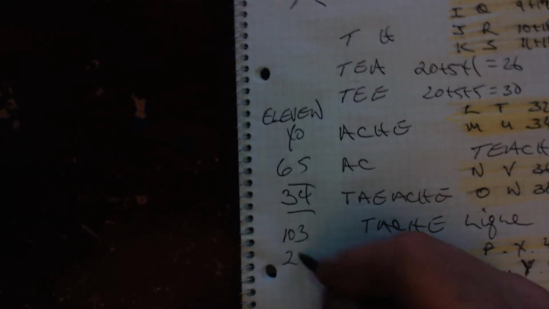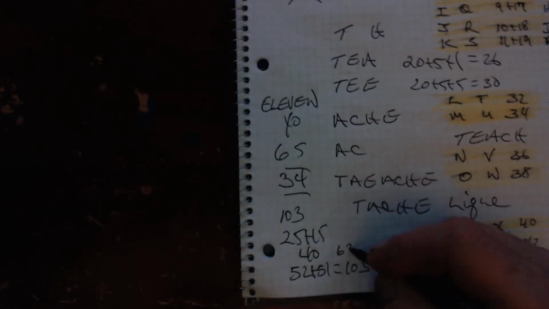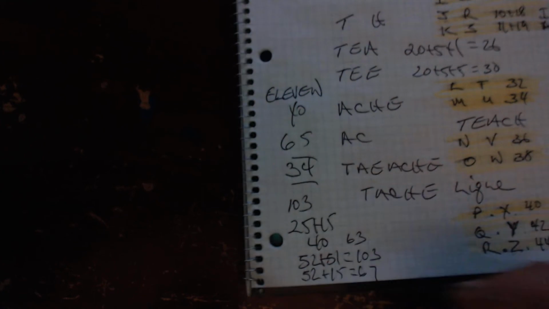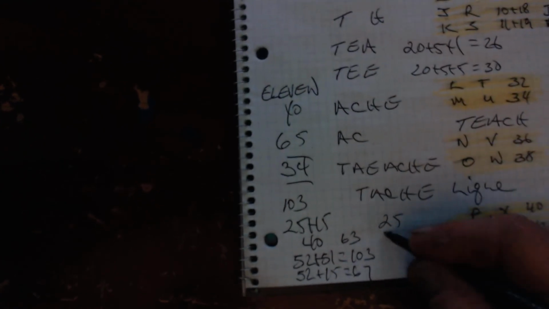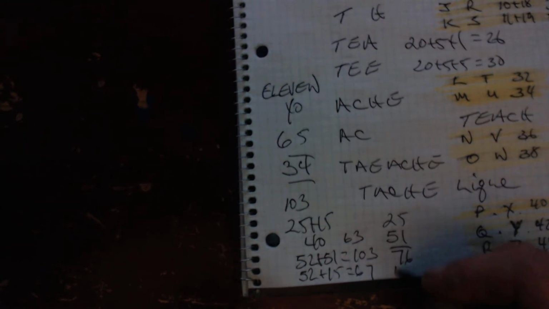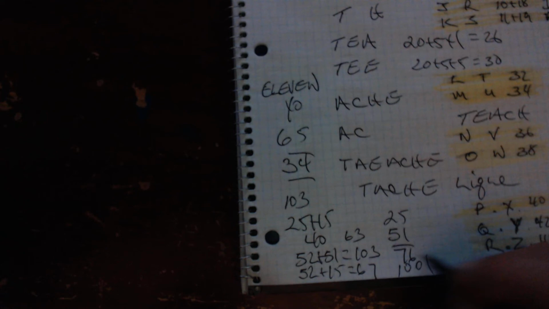103, 25, and 15 equals 40. 52 and 51 equaling 103. The difference is your 63 creation. Your 52 and your 15 equals 67, and your 25 and your 51 equals 76, which is 1001 if you want to look at it that way from the seventh gate.